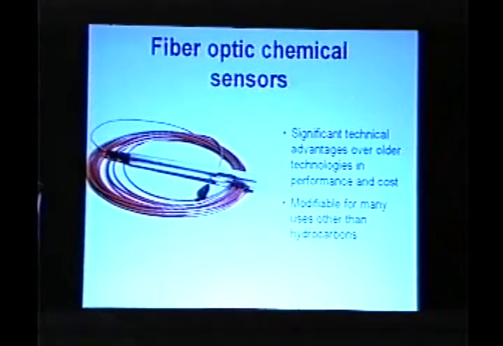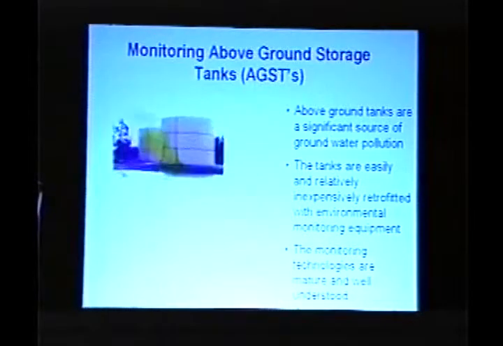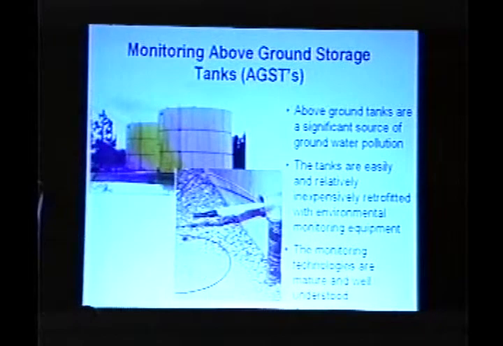One of the things that we've been doing in this area is using fiber optic chemical sensors, which are a very significant technology advantage over the older methods of sensing species in water. And these things can be modified to sense many things other than hydrocarbons and the things that we saw on that earlier list. Currently we are using these probes to monitor above ground storage tanks.